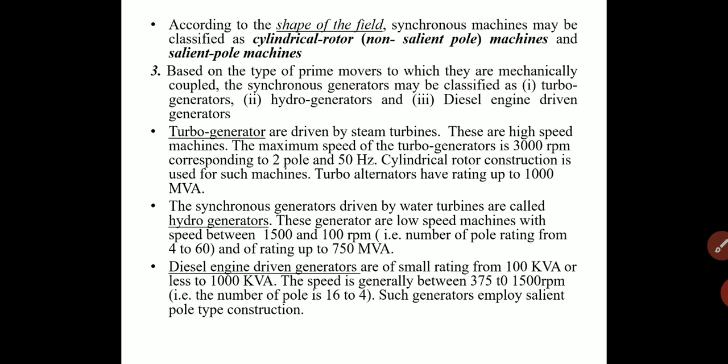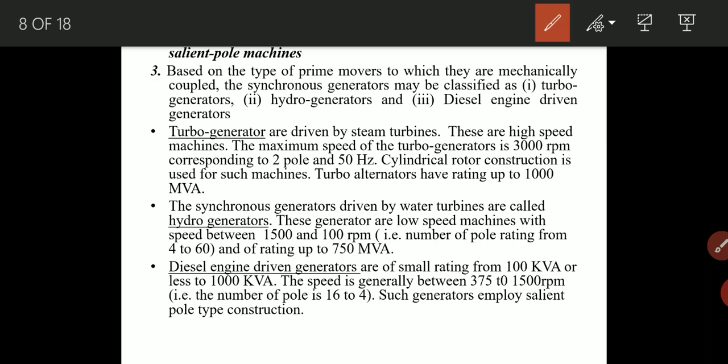Then the next classification is based on the type of prime mover. Based on the type of prime mover, it is classified into three types: turbo generator, hydro generator, and diesel engine driven generator. First we see what a turbo generator is. Turbo generators are driven by steam turbines.